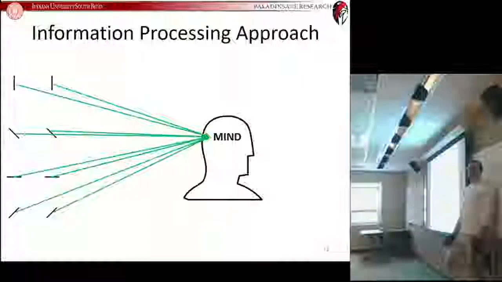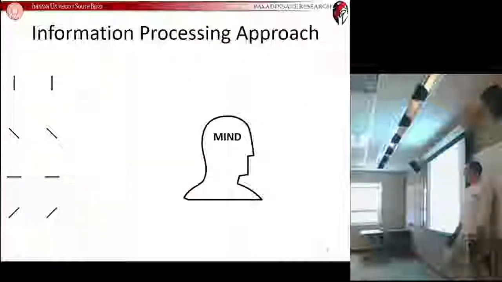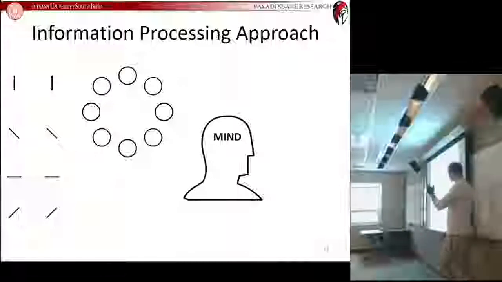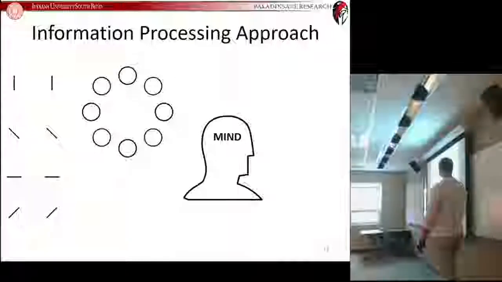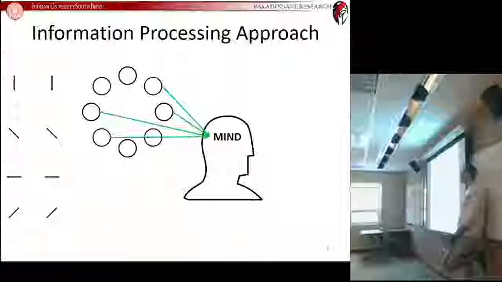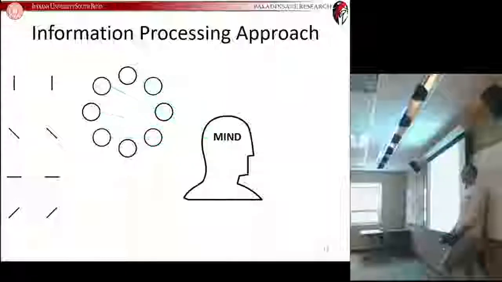Let's say that in addition to that information, we also have location information. So we had orientation of the lines coming in, and let's say that we also have location information, so that the two vertical lines are in those particular locations. The diagonal lines are in that location, those two. The horizontal lines are in those two locations. The other diagonal lines are in those two locations. So we have additional information coming in for spatial location.